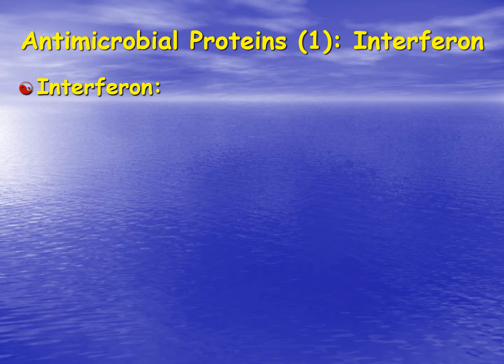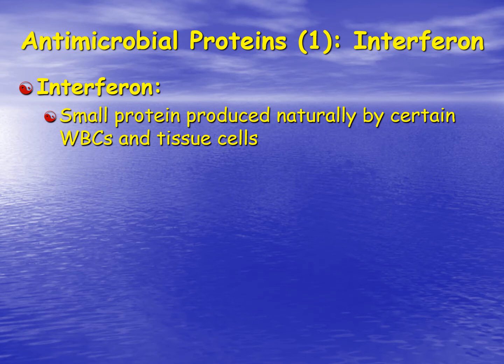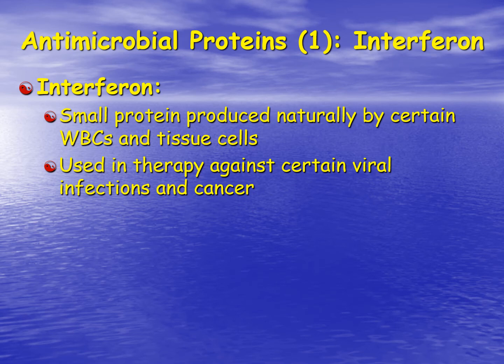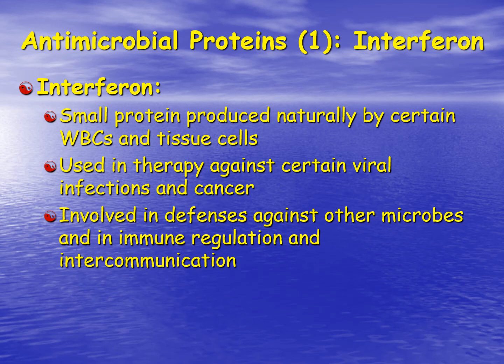Antimicrobial proteins, there are a number of these, and again, I'm not going to talk about all of them, but interferon, I think I've mentioned interferon already in previous lectures. Interferons are small proteins that are produced naturally by certain white blood cells and all tissue cells if they are virally infected. Interferons are used in therapy against certain viral infections and have also shown some promise in actually treating certain cancers. They are involved in defenses against other microbes and in immune regulation and intercommunications.